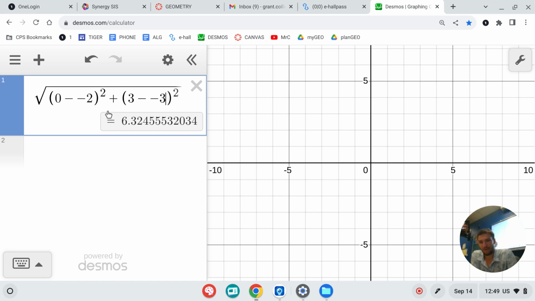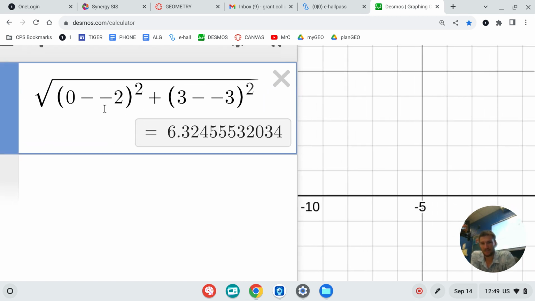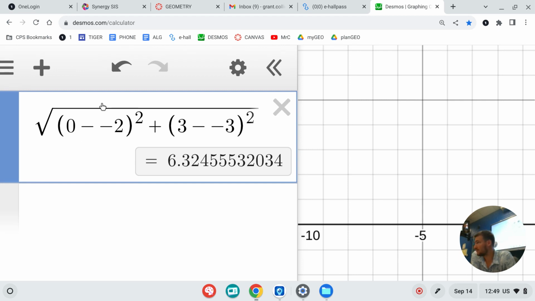Can anybody confirm my answer? 6.32. Are we going up to 3.3? No, we are not. Remember, it's got to be at least a 5 to bump up. So since we have 3 to 4, 4 is not big enough. We are going to stay at 3.2.